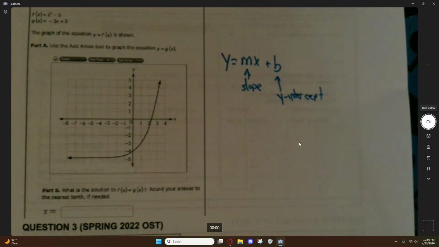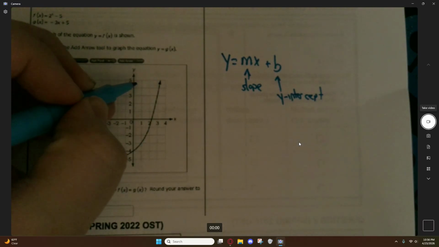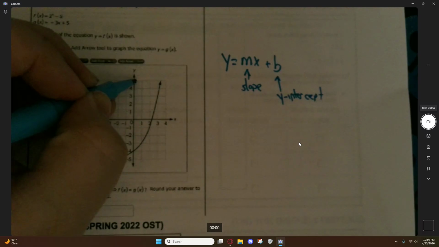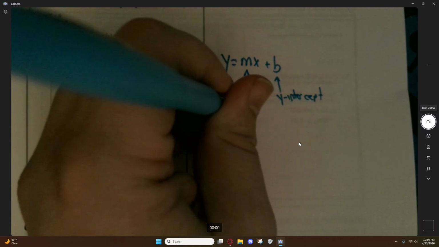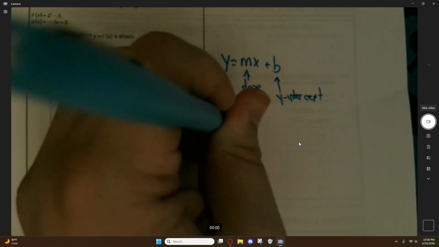When you're graphing, g of x is a linear equation. So, y equals mx plus b. Remember, m represents your slope. This represents how you move. B represents the y-intercept, or how you start. So if our y-intercept is at positive 5, that means my first point will be at 0 comma positive 5.